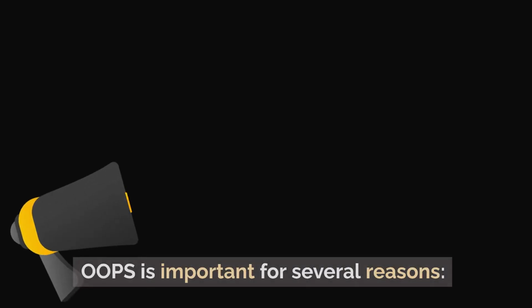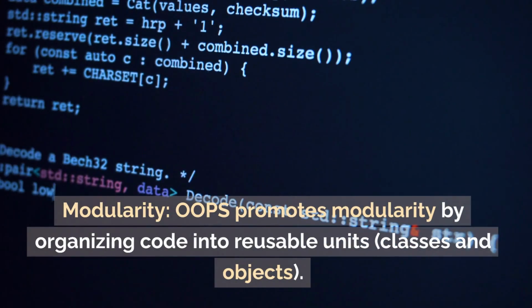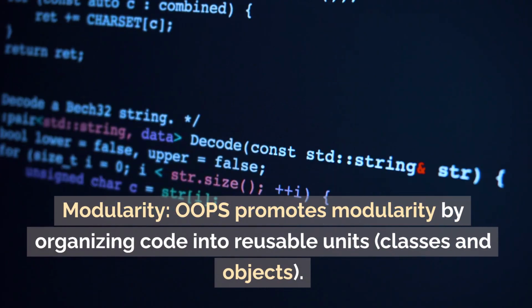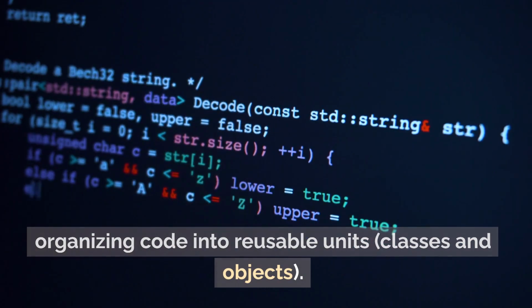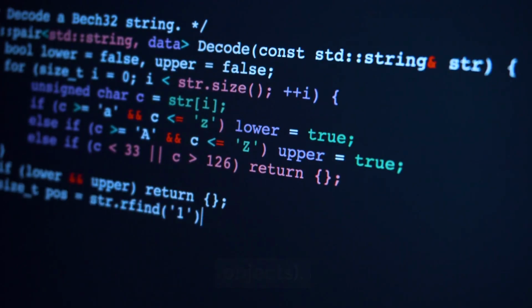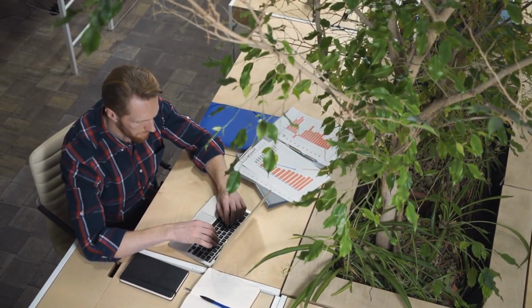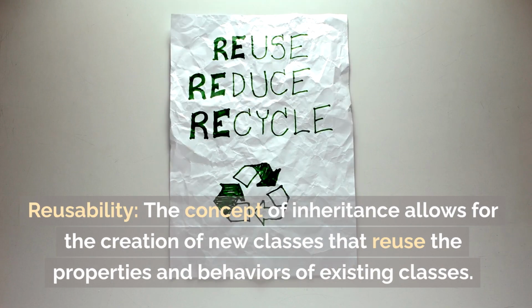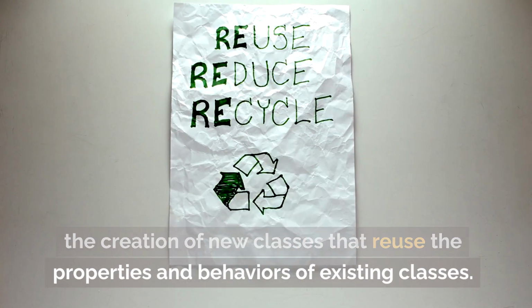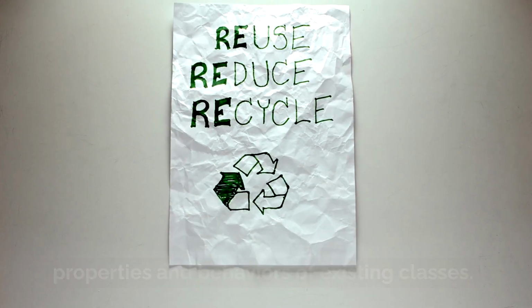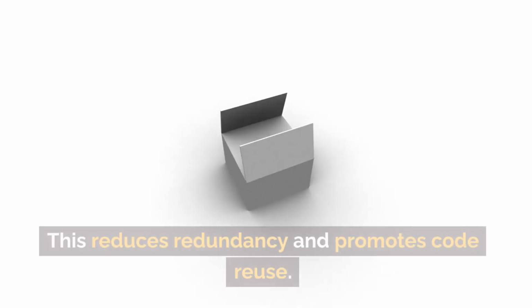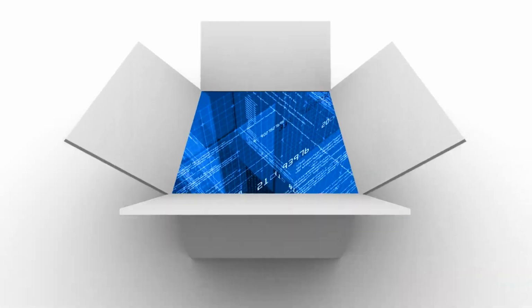OOPS is important for several reasons. Modularity. OOPS promotes modularity by organizing code into reusable units, classes and objects. This makes it easier to understand, maintain, and update code. Reusability. The concept of inheritance allows for the creation of new classes that reuse the properties and behaviors of existing classes. This reduces redundancy and promotes code reuse.